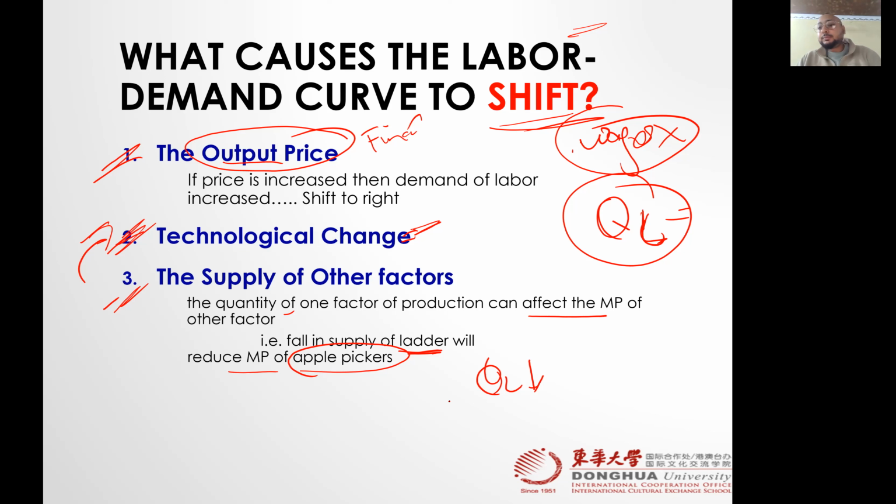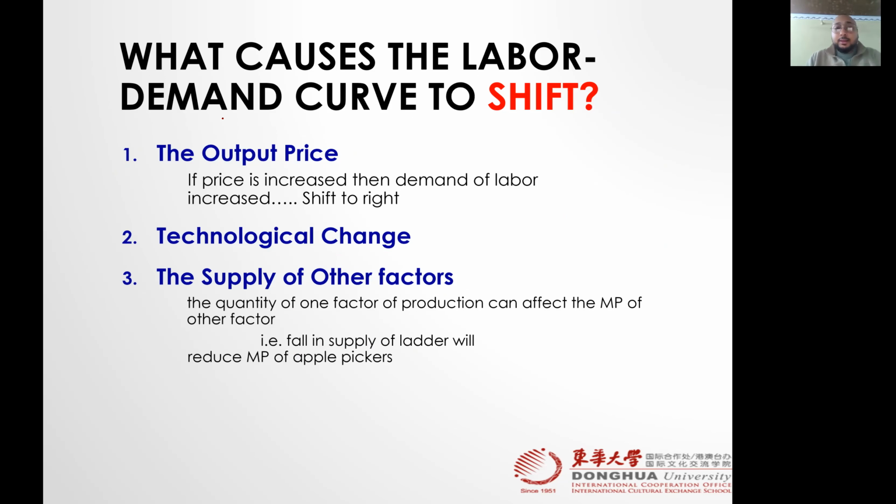Quantity of labor, because you don't have many ladders to pick the apples, right? So in that case, the supply of other factors also shifts the demand for labor. So remember, many students don't pay close attention to this. This is the supply, not the demand, of other factors. Supply of other factors causes demand disturbance in labor.